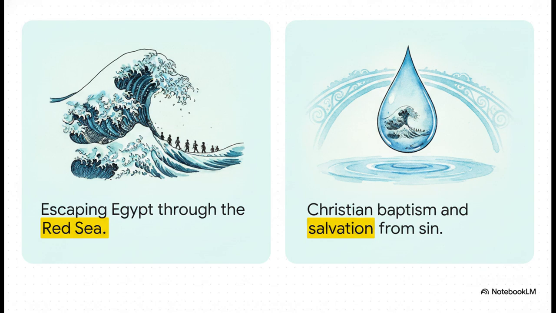Let's stick with our Red Sea anchor to see how this works. The allegorical lens completely transforms that historical crossing of water into a foreshadowing, or a type, of Christian baptism. Through this lens, the crossing isn't just a physical escape from an ancient empire anymore. It actually represents a spiritual reality where believers are saved from the spiritual bondage of sin. The historical event becomes this beautiful symbolic bridge to a later spiritual practice.